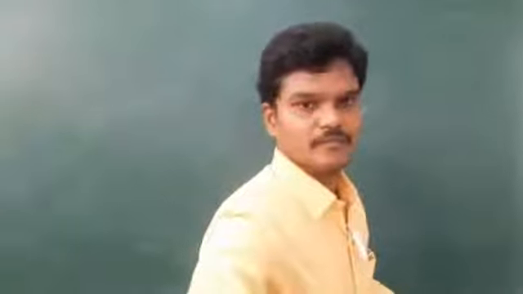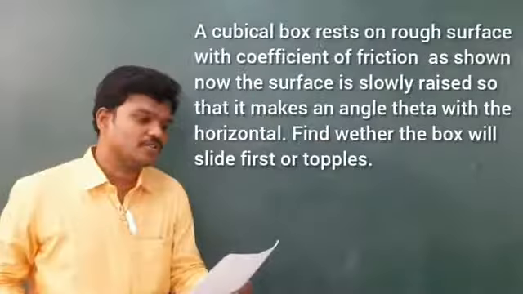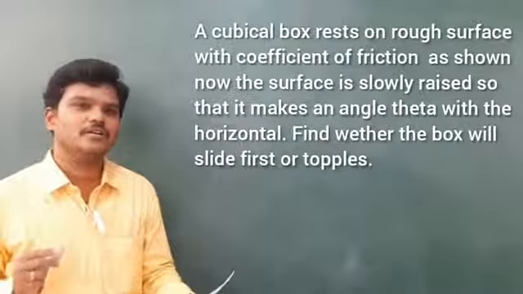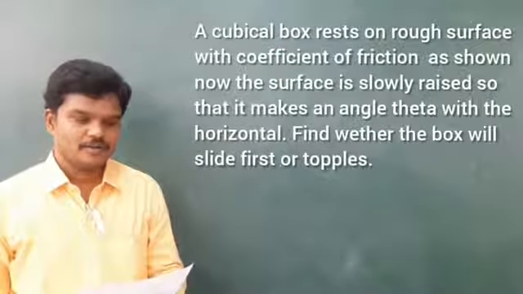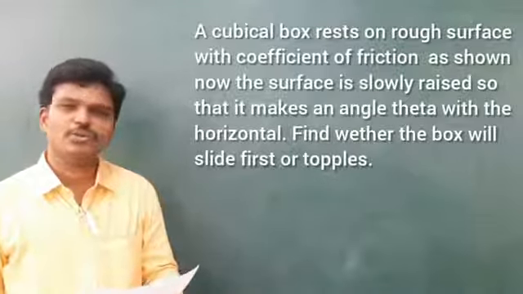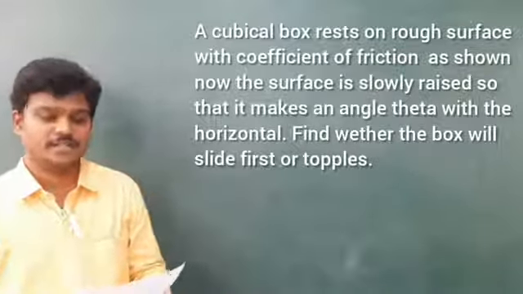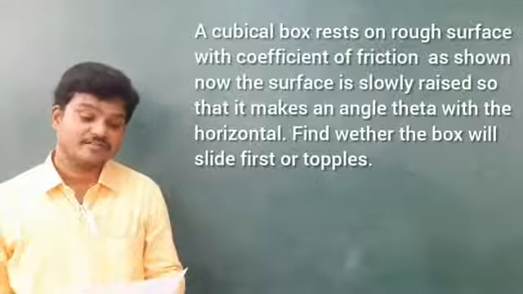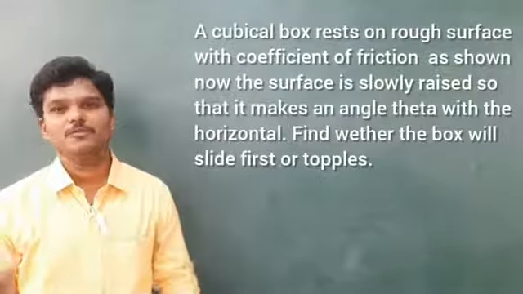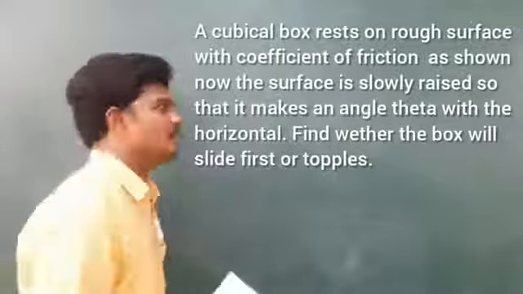A cubical box rests on a horizontal rough surface whose coefficient of friction is 1 by root 3, as shown. Now the surface is slowly raised so that it makes an angle theta with the horizontal. Then find whether the box will slide first or it will topple.